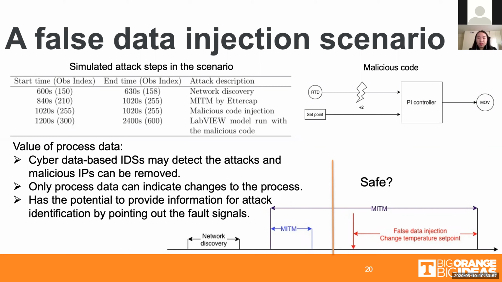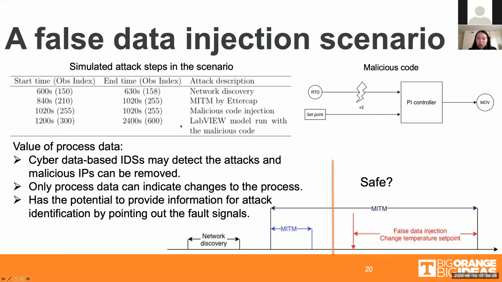After network discovery and attack development, the attacker launched the man-in-the-middle attack at time 840 second. This allows the attacker to sit between the SCADA master and the slave without their awareness. At time 1020, the attacker injected a malicious code to the SCADA master and then left the system.